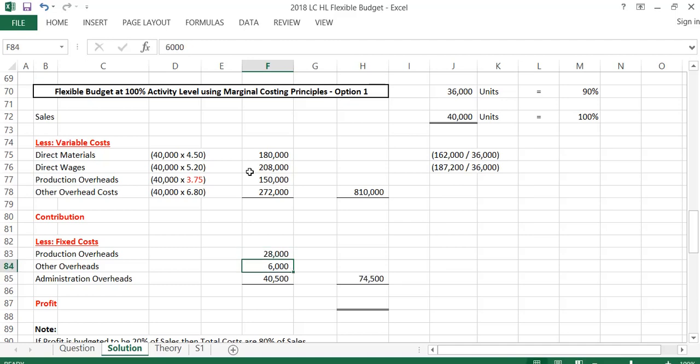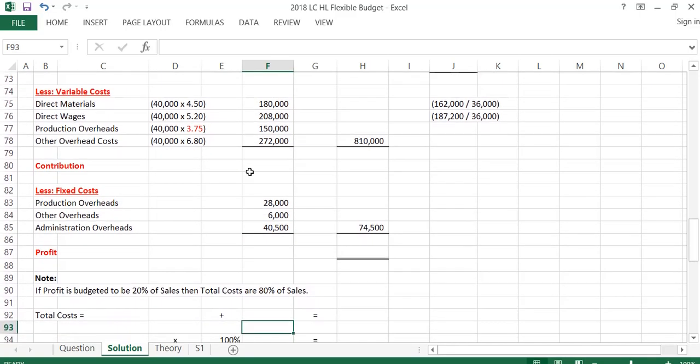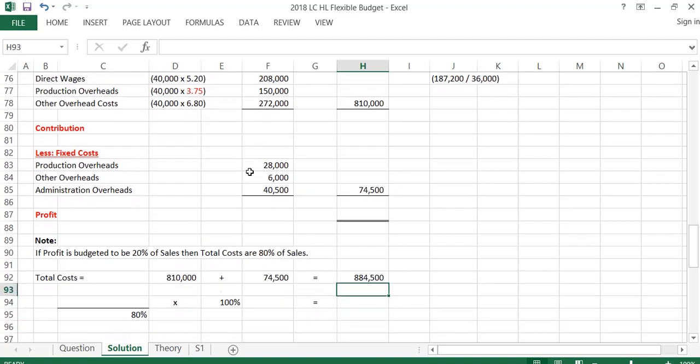So they come to 74,500, the same as above. So now again, because we have our total costs, we'll be able to work out our sales. So the total costs are 810,000 plus 74,500, which come to 884,500. Now that 884,500, the total cost, is 80% of sales.